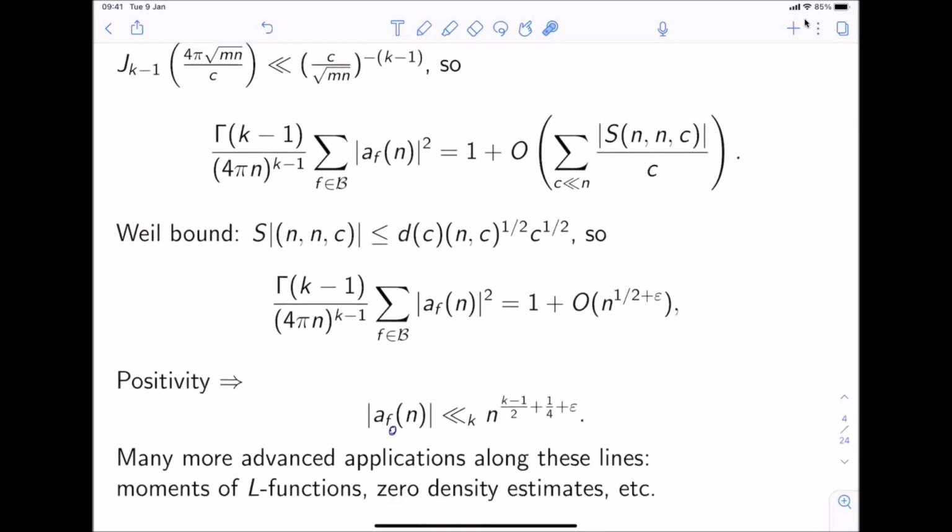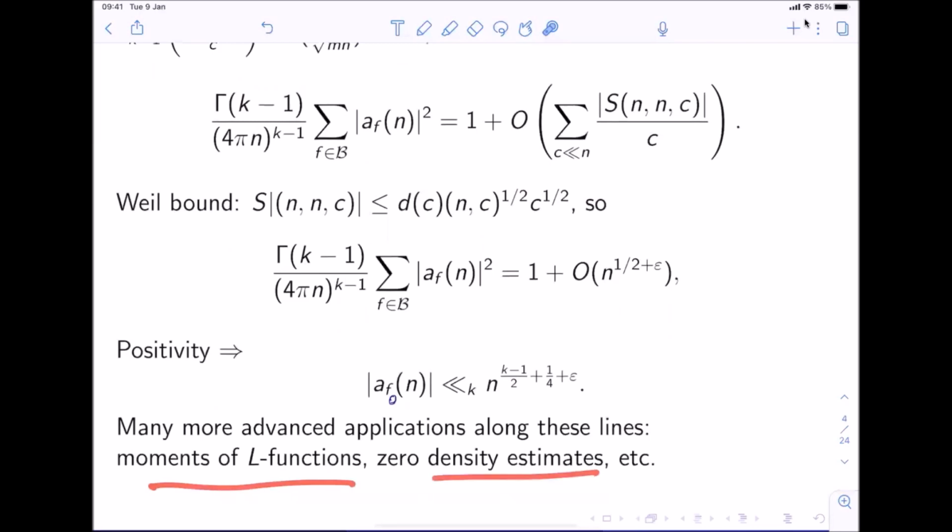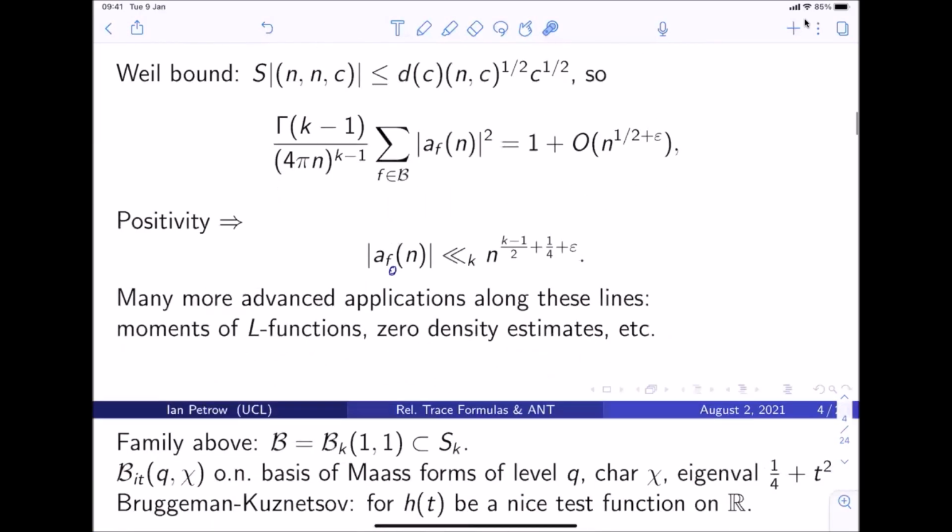So there are many other more advanced applications of the Petersson formula along these same sorts of steps, using ideas like positivity and using this to capture the spectral completeness of a family. So you can study moments of L-functions or zero density estimates or things like this. Okay.